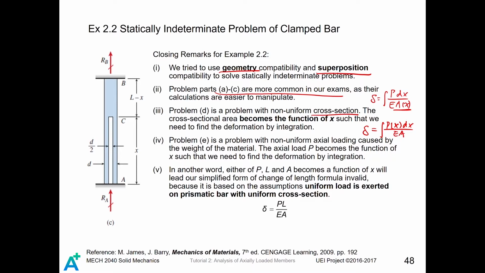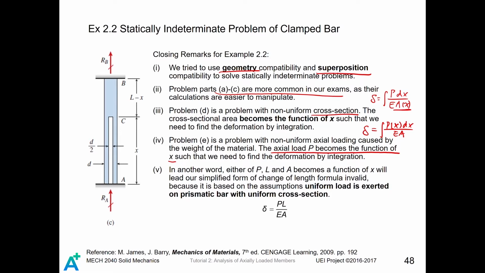Actually, in real life, all those letters inside can be variables of x. For example, the delta, in the most complicated case, will become the integral of P(x) dx divided by E(x)A(x). Yes, sometimes it is very complicated, but in our practice problems, we try to use only one of them to be the variable, such that we can set the problems easier and you can solve the problem in a reasonable time. So, in problem E, the axial load becomes a function of x.